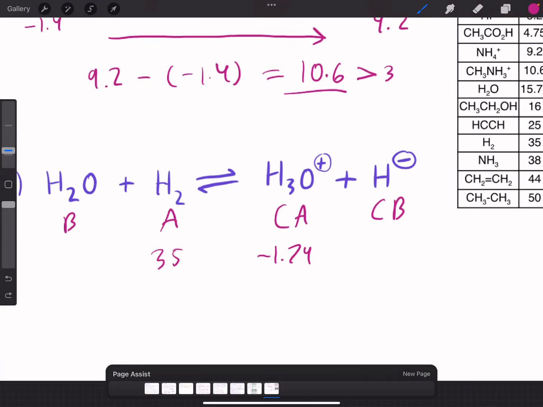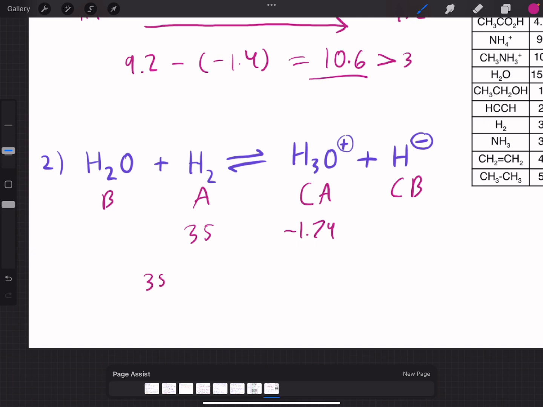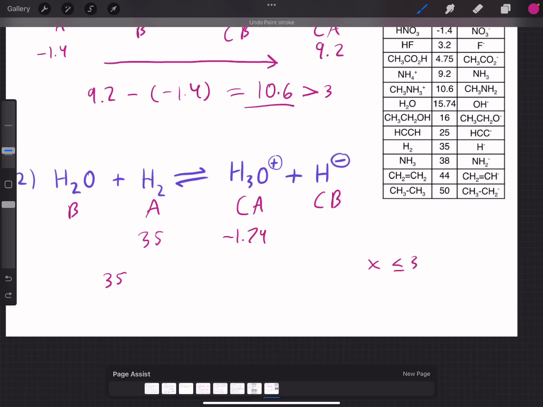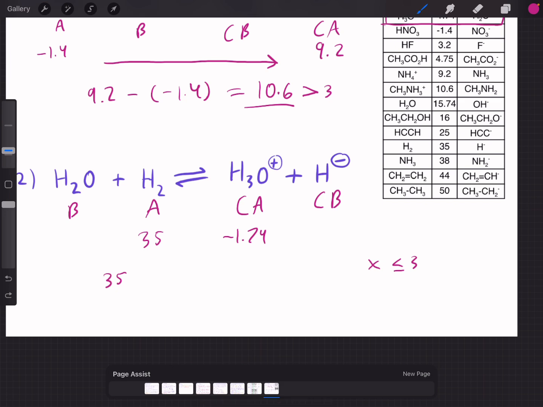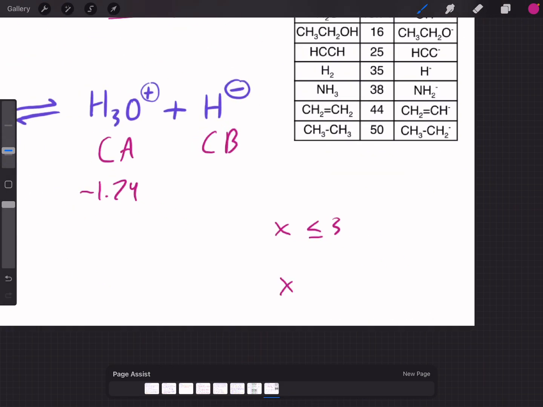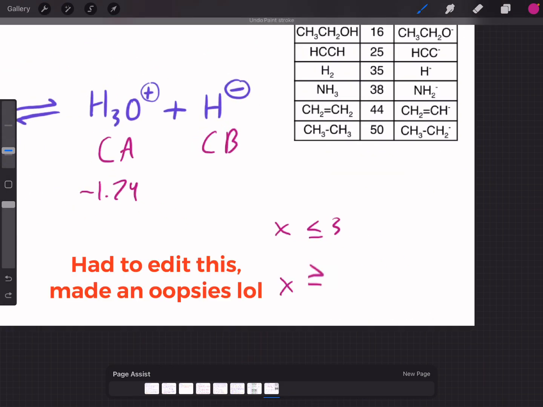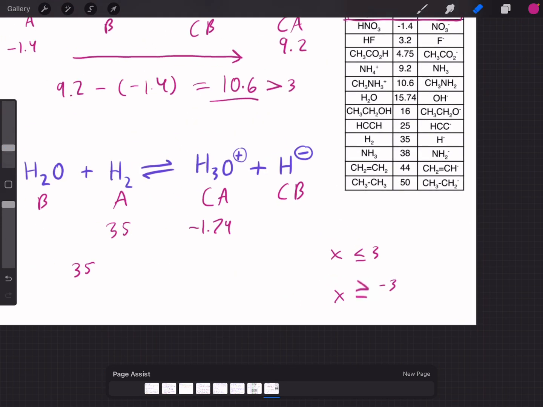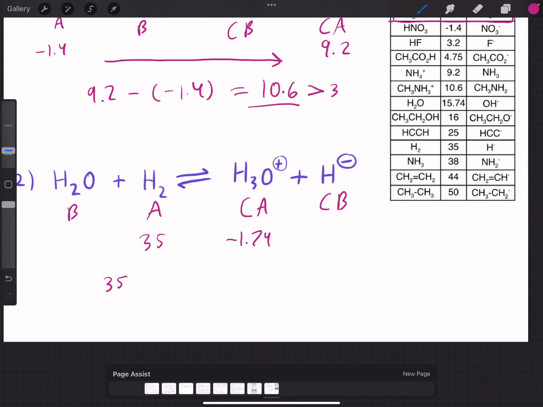So just looking at this, you can probably tell the difference between the pKas is going to be much greater than 3, but I'll write it out again. I want to make it so that I get a positive number. You can get a negative. You're just going to have to know the value when it comes to seeing if it's equilibrium or not: x is less than or equal to 3, or x is greater than or equal to 3. So it's a bit weird. That's what I'm saying. Let's just ignore the negatives. Subtract in a way you don't have to deal with that.